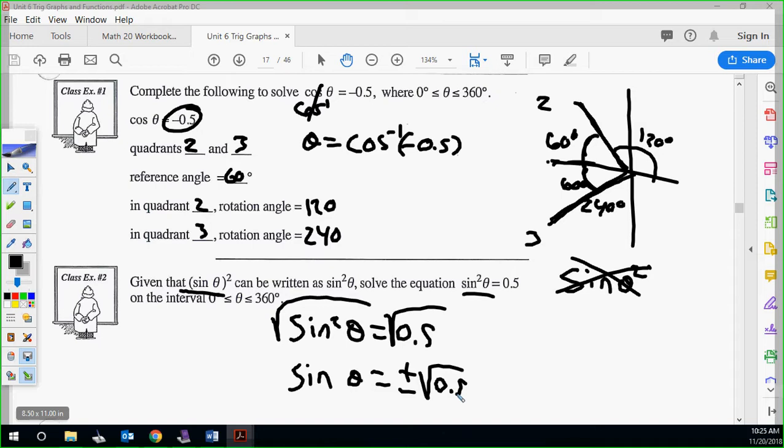And then see, it does tell me to go the full circle. If it just said, let's change the domain here. What if I said just 0 to 180, then how many answers do I have? 2, right? Because I'm only doing 2 quadrants, 0 to 180. Okay? So all we do now is we sine inverse.